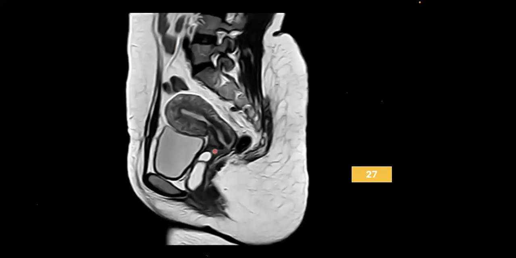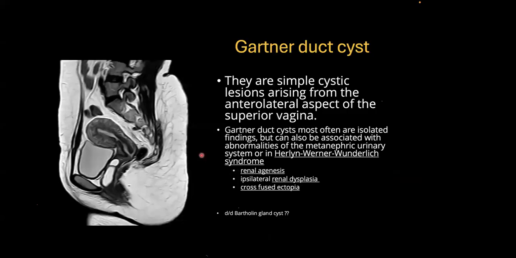Okay, so this is a cyst. Everybody has picked it up. There is a cystic lesion in the anterolateral aspect of the vagina. So what is it? It's a Gartner duct cyst, right? So what is the common differential of this? Bartholin gland cyst. Where is it located? It is in the posterior wall. Posterolaterally is Bartholin's and anterolaterally is Gartner. You have to remember this thing.